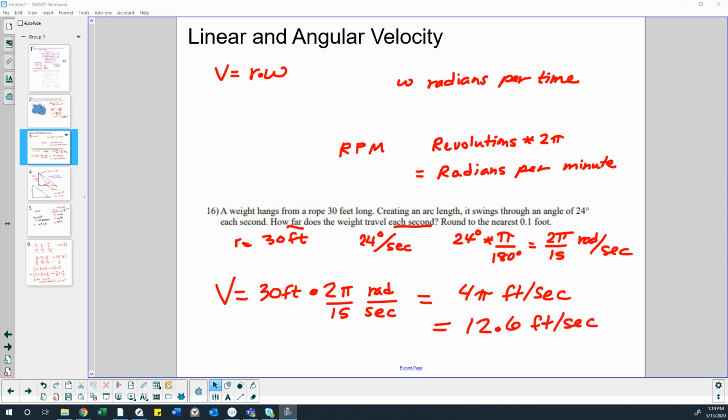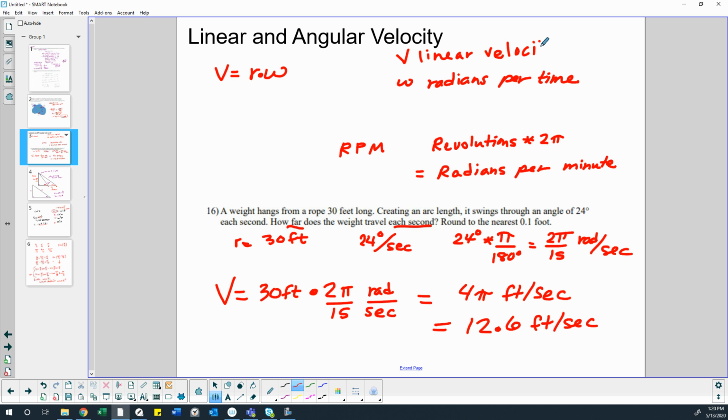As promised, looking at linear and angular velocity. So the formula for linear velocity is v equals r times omega. So v stands for linear velocity, and that would be in any linear measurement like feet, inches, centimeters, miles, yards, and per amount of time.